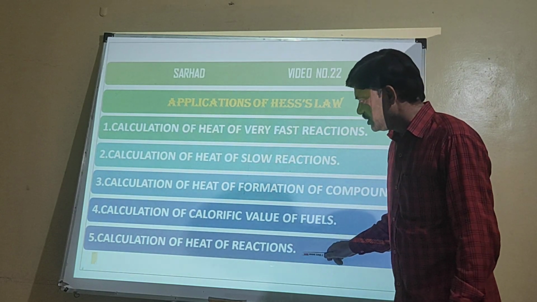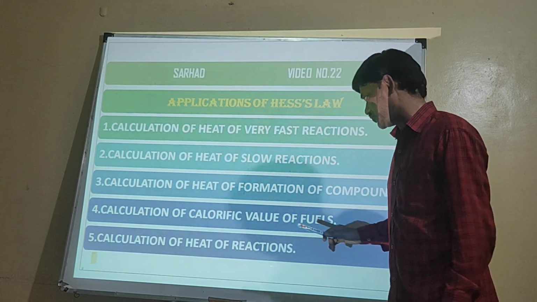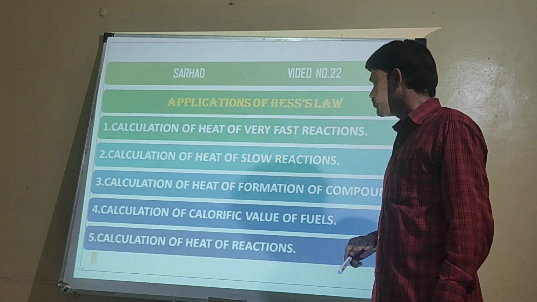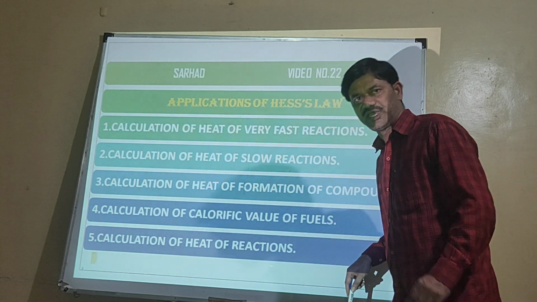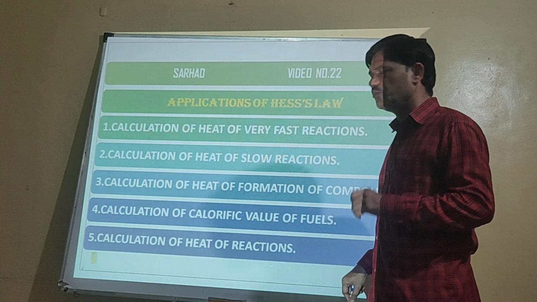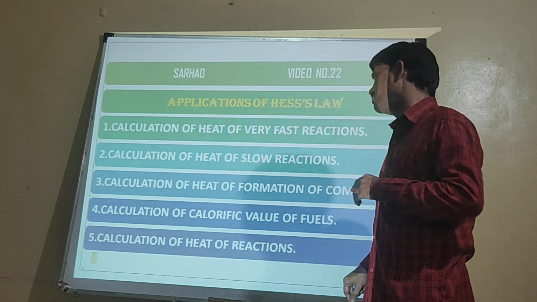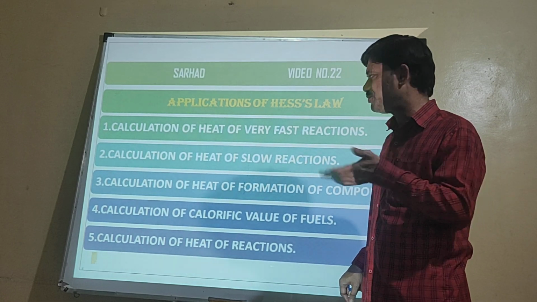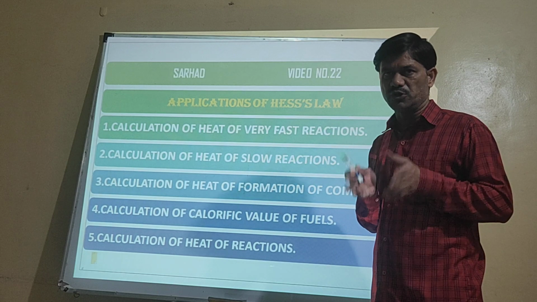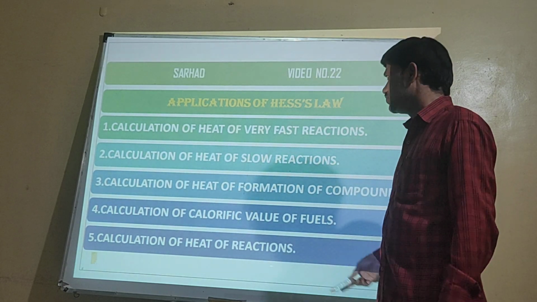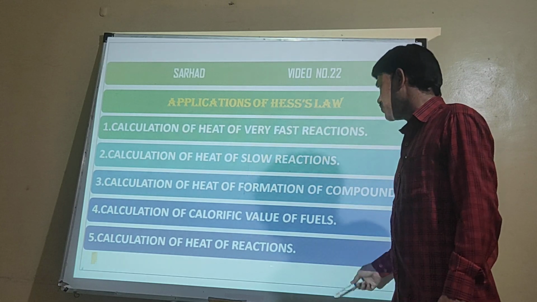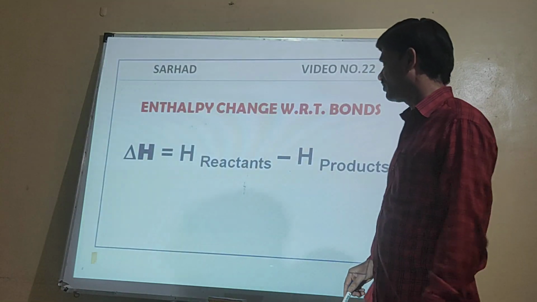What about the last one? Calculation of heat of reaction. Whenever different reactions are given to you, you can easily find the heat of reaction by using the formula we already discussed. Del H is nothing but HP minus HR. What do HP and HR indicate? Enthalpies of the products, HP, and enthalpies of the reactants, HR. So these are some important applications of Hess's law.